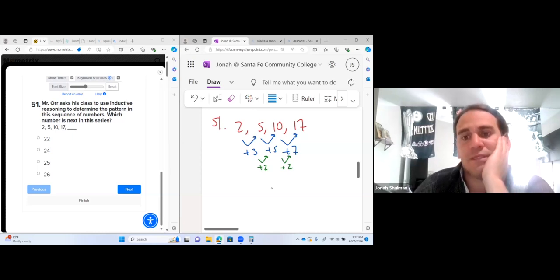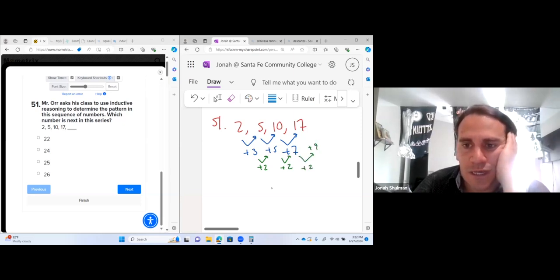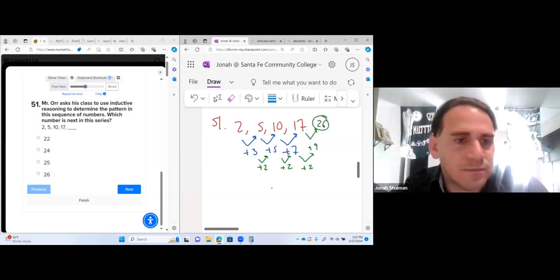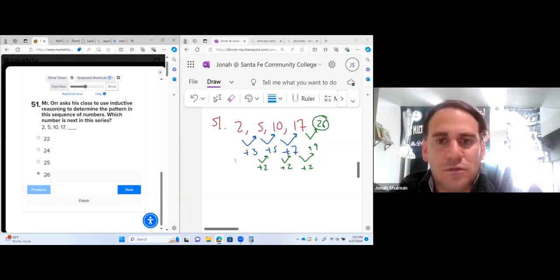And that's the easiest way to see it. So 3 and then plus 2 more gives us 5. Then plus 2 more gives us 7. So the next one in the pattern is going to be plus 2 more, which gives us a plus 9. So our final answer is going to be 26. That should be a choice. There it is. So 51 is D.